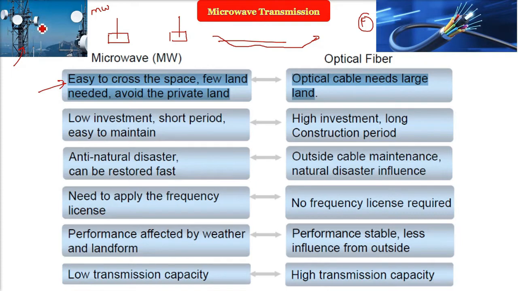The second thing is, microwave, the investment is quite low and it can be done in short period, and it is quite easy to maintain also. But in optical fiber, you have high investment. Everything is expensive. Fiber, the skill set, the other things, maintenance, and the construction period is also higher.